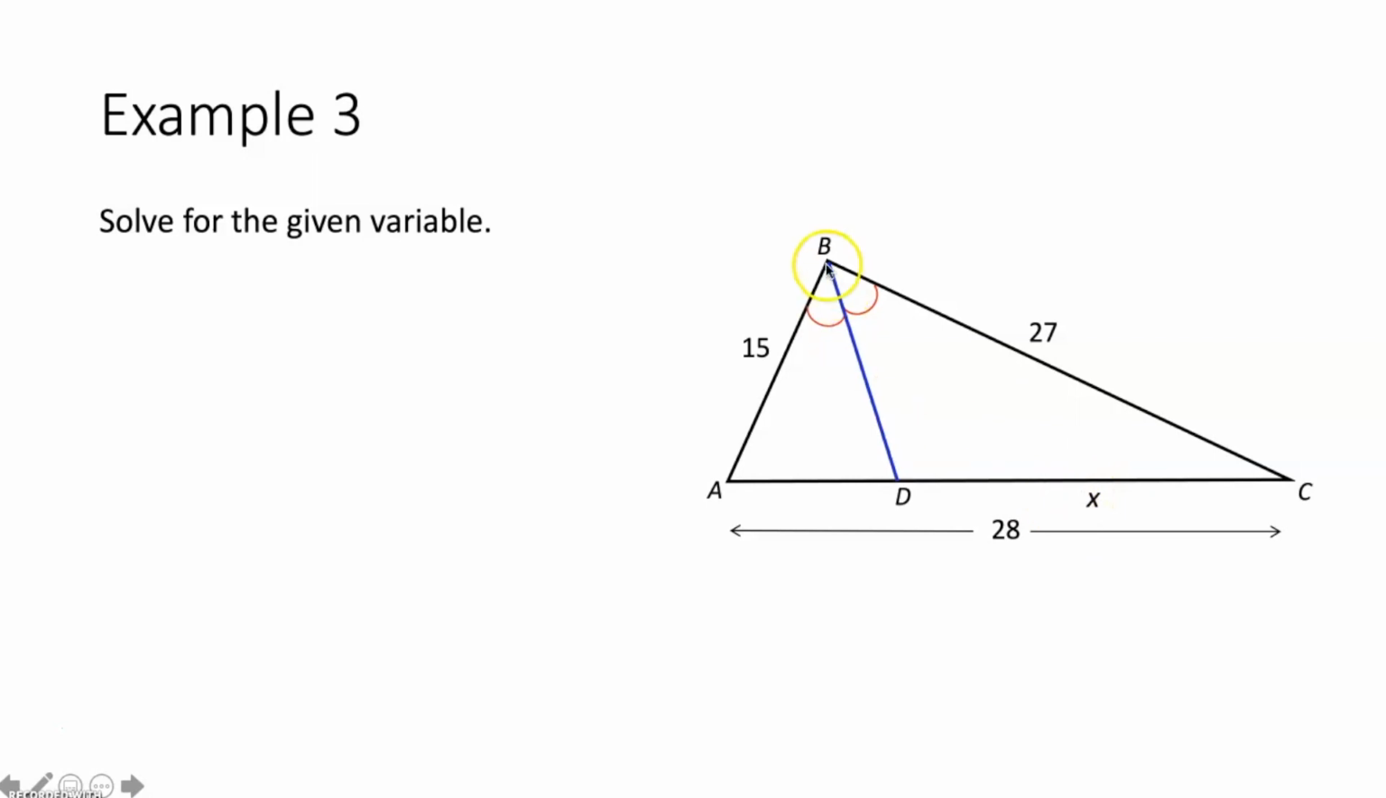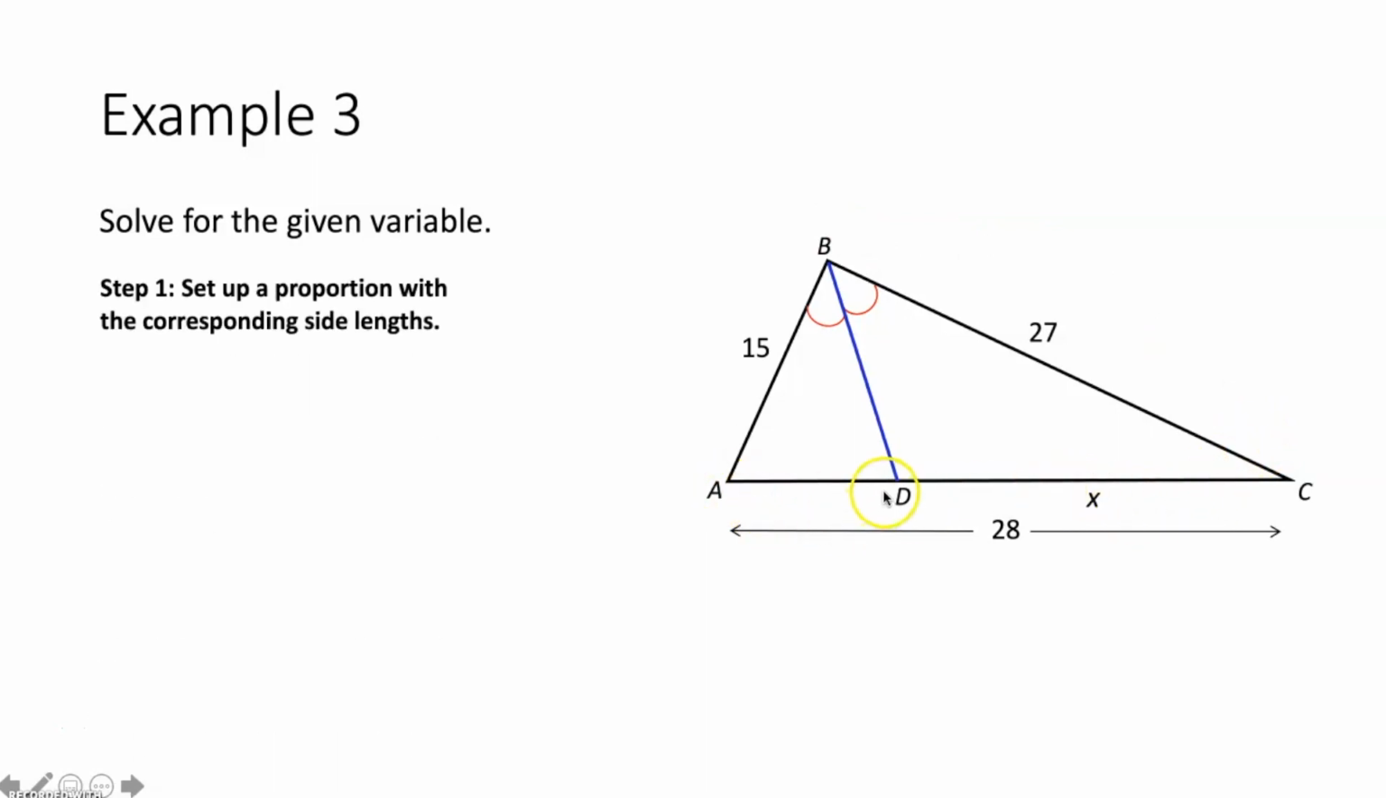Well, since we know that segment BD is an angle bisector of triangle ABC, we can use the triangle angle bisector theorem, which says an angle bisector in a triangle, segment BD, separates the opposite side into two segments, segment AD and segment CD, that are proportional to the other two sides of the triangle, segment AB and segment BC. So what we can do is set up that proportion and solve for x.